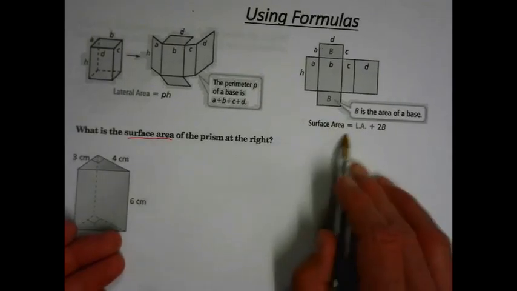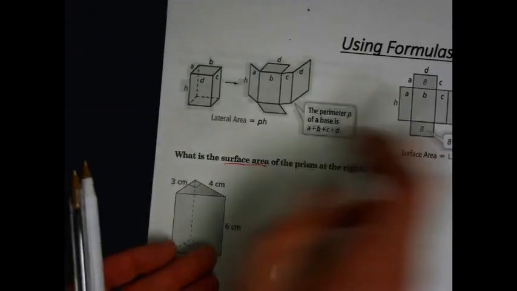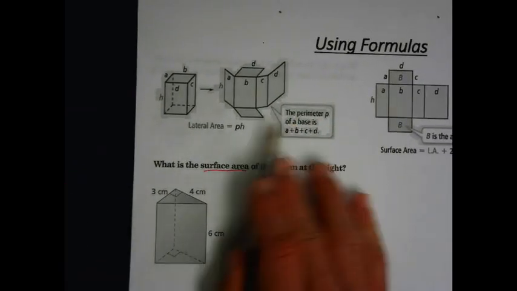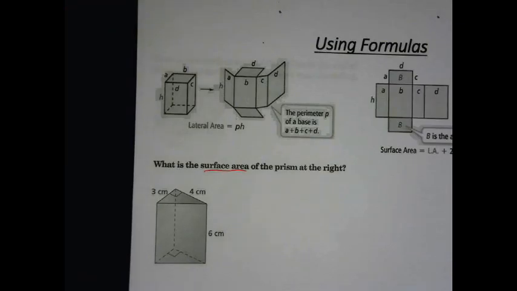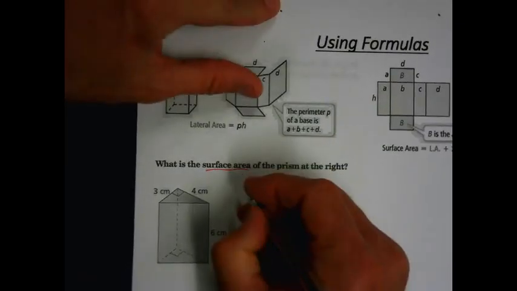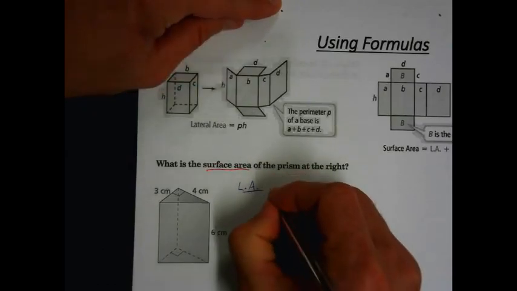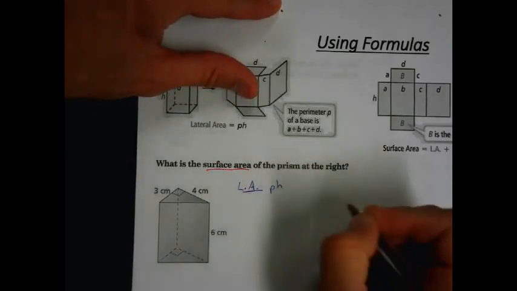So we take a step back. How are we going to find lateral area? We look for lateral area. And the formula to find lateral area is the perimeter of the base times the height. Okay, so that's what we're going to find first. So the first thing we need is our lateral area. And the lateral area is found by finding the perimeter of the base times the height.